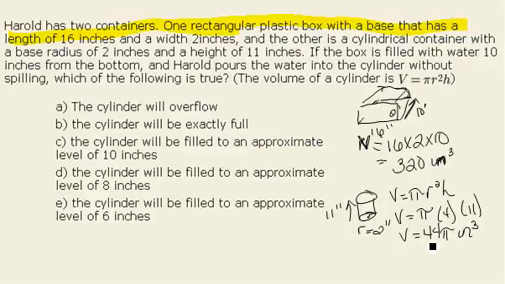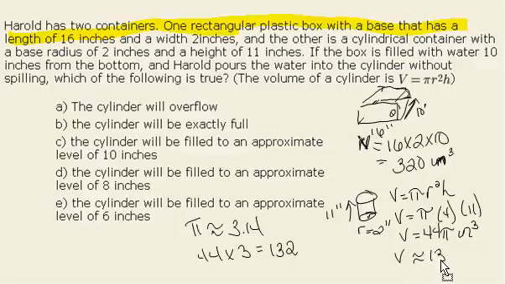cubic inches. To estimate this, we know that pi is approximately 3.14. So if we underestimated and said pi was equal to about 3, then our volume has to be, well, 44 times 3 gives us 132. So we know our volume is slightly greater than, or approximately, 132 cubic inches.